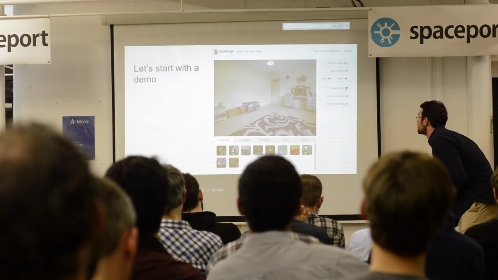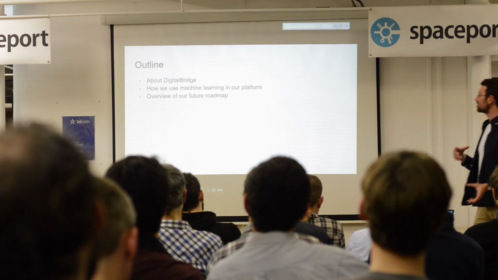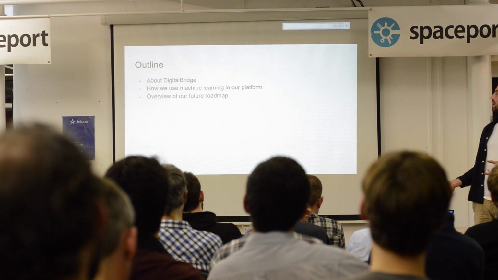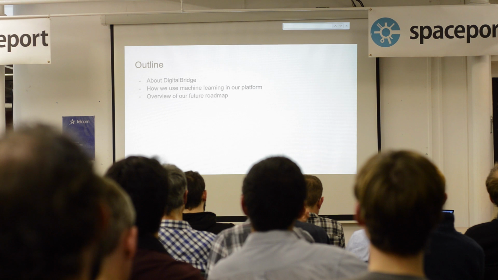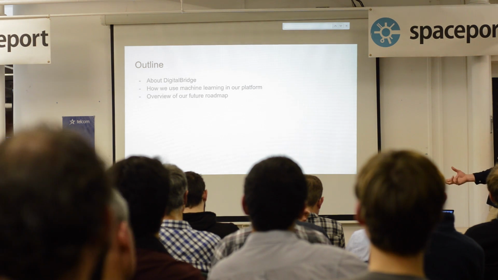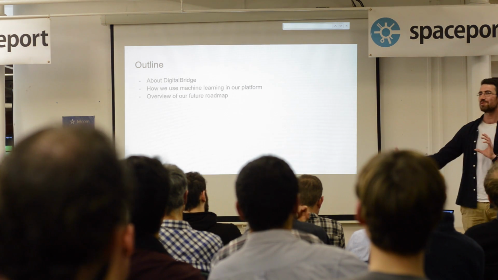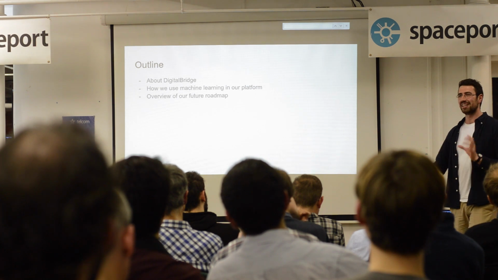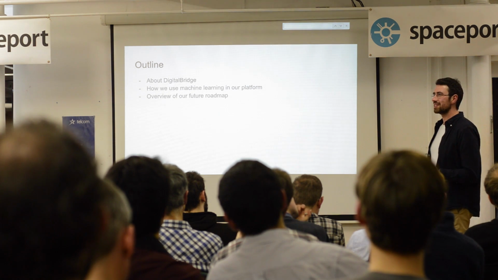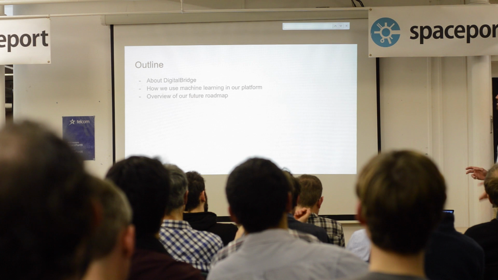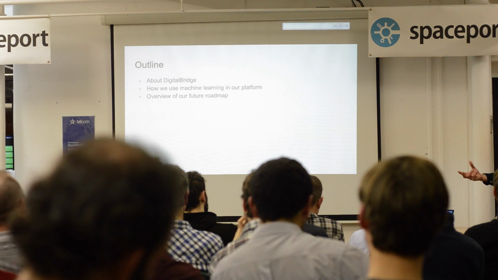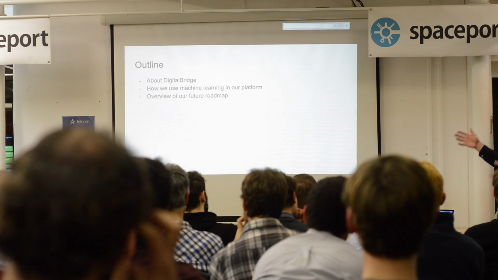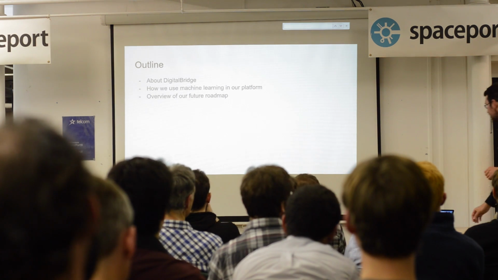Cool. So what I'm going to do is talk a bit about Digital Bridge, about the company, and then I'll talk a bit about how we use machine learning in our platform. I wasn't quite sure how to pitch it for today, so I've gone for more of these are the problems we face, and a little bit of an explanation of how we go about tackling them without getting too technical. And then I'll talk a bit more about what our future product roadmap is past this photo tool and the areas we're interested in getting into.